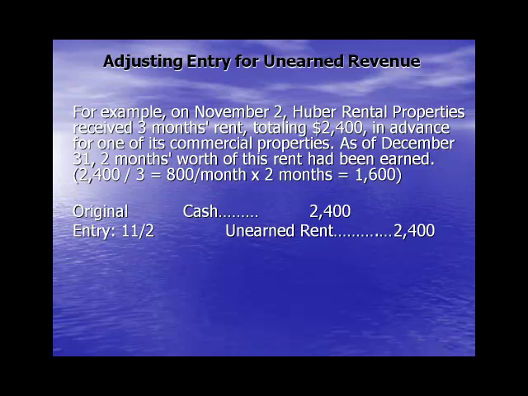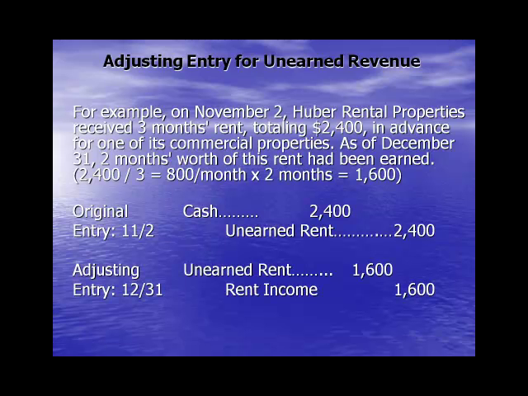Well, let's start with the original entry that started this whole thing, and that was the collection of rent on November 2nd. We were paid in cash, $2,400, an asset account increased with a debit, and we credited unearned rent, a liability account, because we owe the use of that rental property, $2,400. The adjusting entry on December 31st is to debit unearned rent, $1,600, which reduces the liability account, and credit rent income, $1,600, and of course rent income is a revenue account increased with a credit.